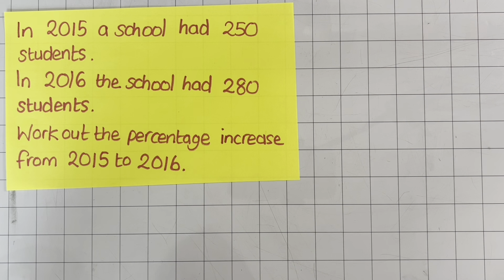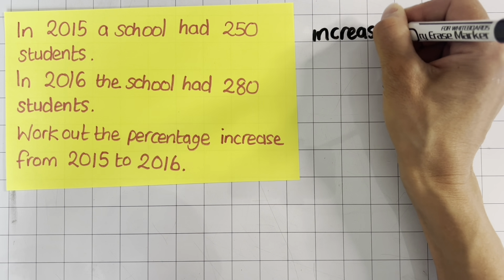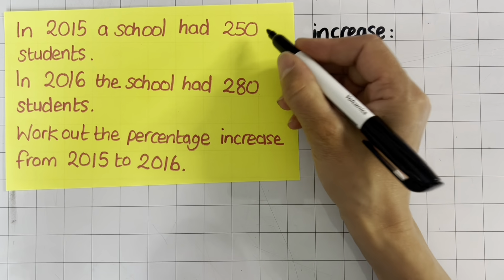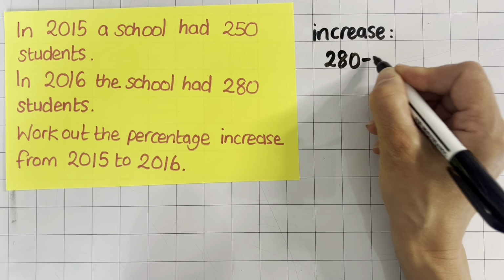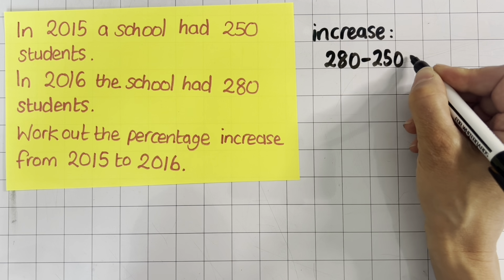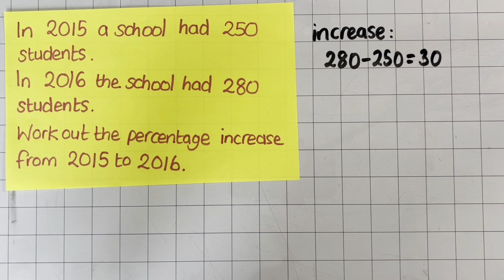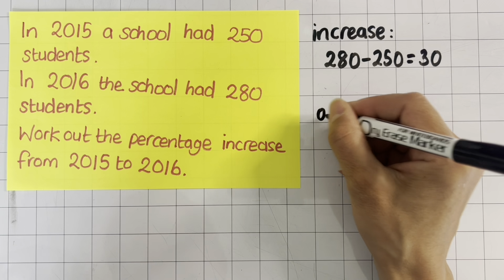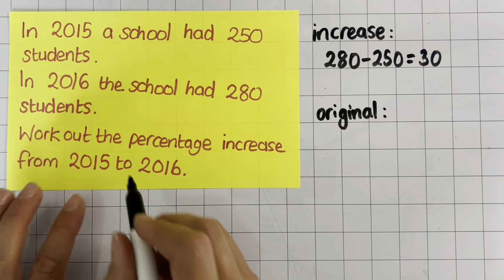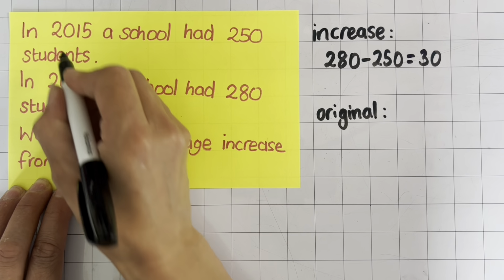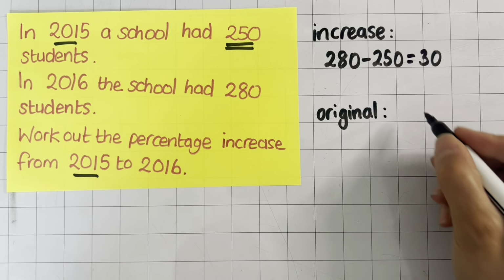So first of all, we want to find out what the increase is. So our increase is going from 250 to 280. So we increase by 30 students. We also want to pull out what the original value is. So our original value is that we're going from 2015. So the original number of students is 250.